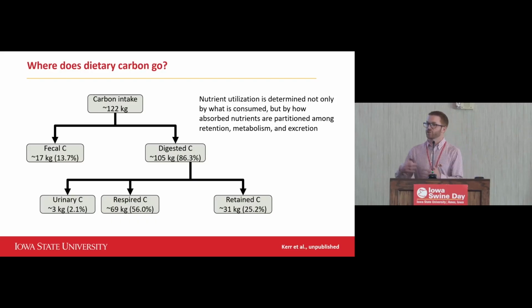Respired carbon, which is just CO2 loss here, was by far the biggest component of carbon loss. About 56% of the carbon the pig consumed was lost through respiration. Obviously, that's to some extent a required process. We'll talk about some of the opportunities we think could be there. And that all left about 25% of the carbon the pig consumed being retained in its body as muscle and lipid.